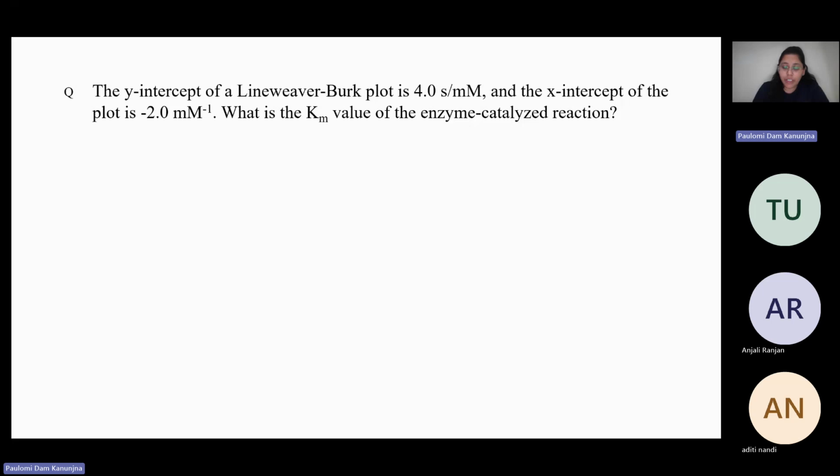One value is 4, one value is -2, and you're being asked what is the Km value. 0.5, right?